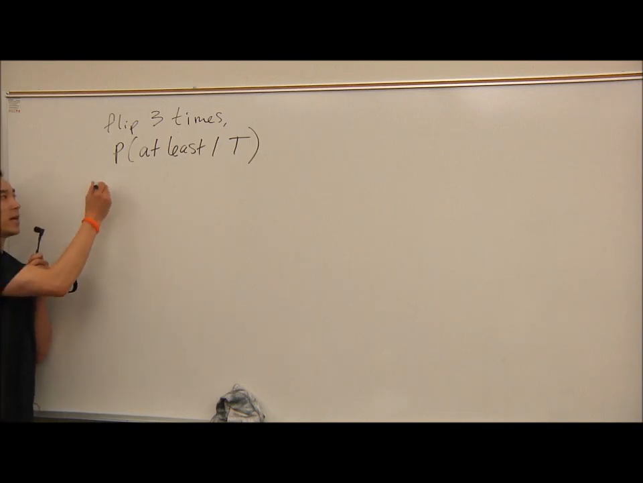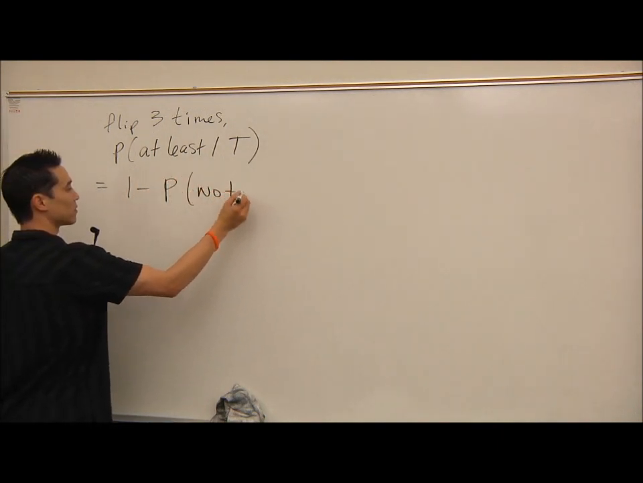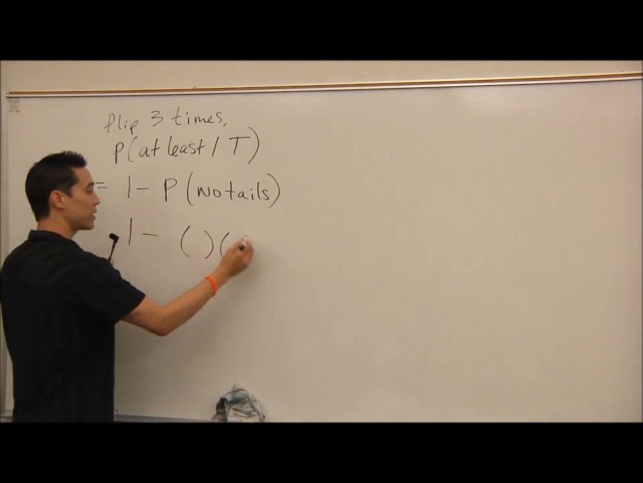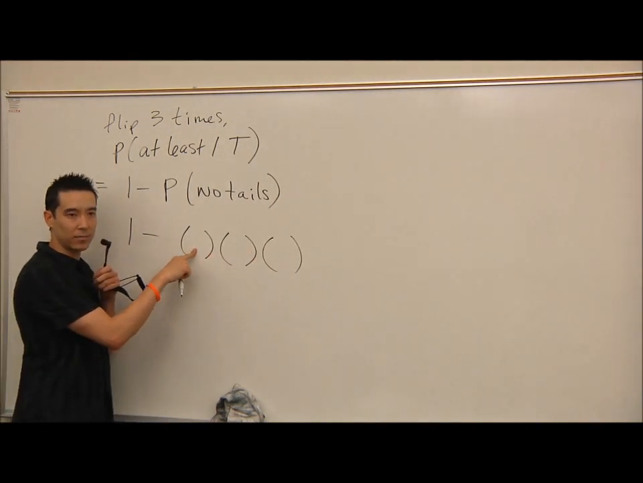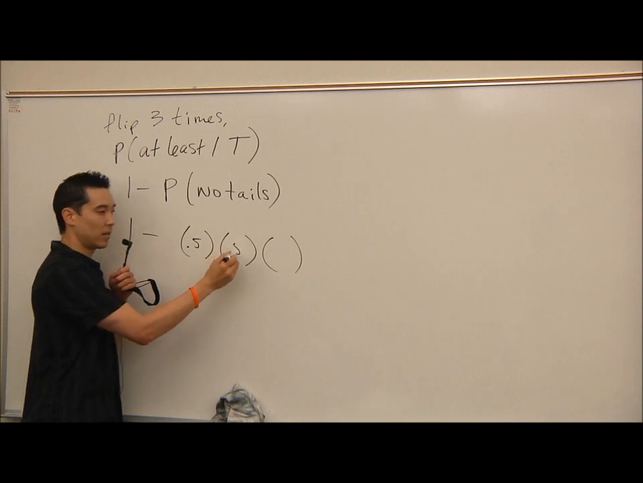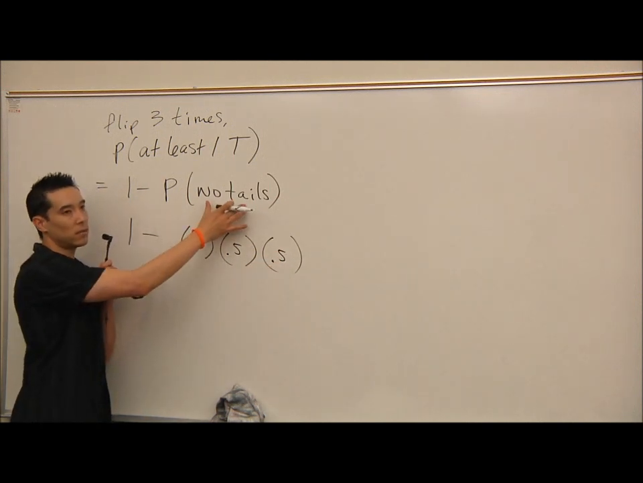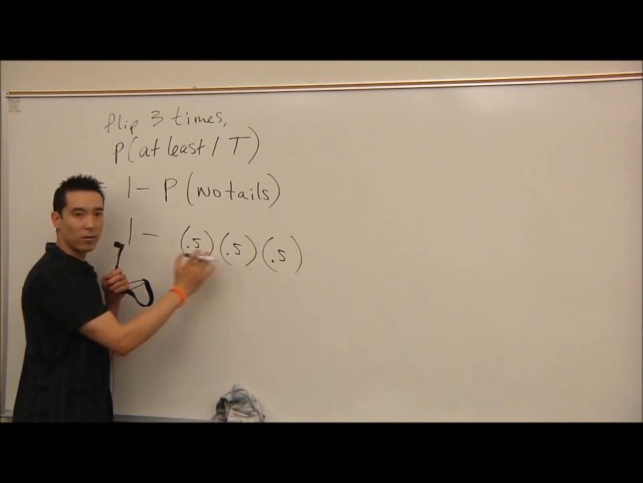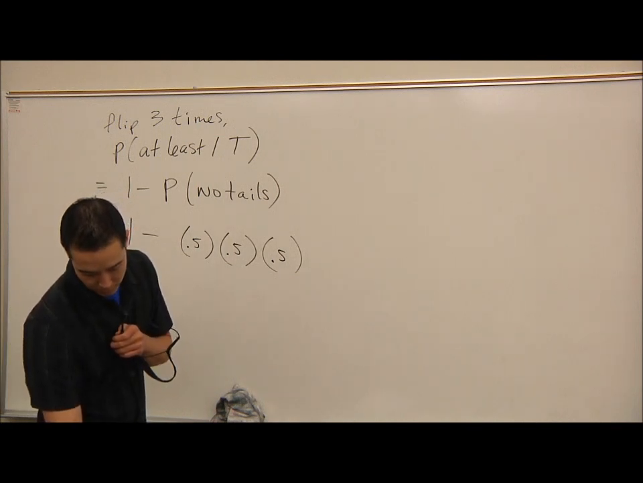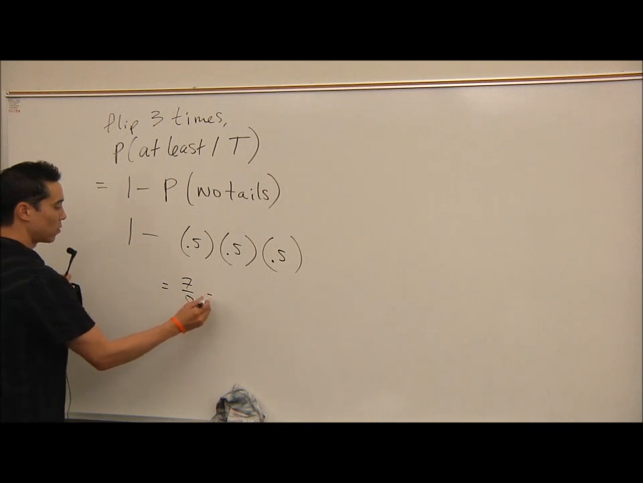All right, what's the complement of at least one tail? None. No tails, right. So one minus the probability of no tails. All right, so here we go. One minus, I'm going to flip a coin three times. What's the probability of not getting a tail? One half. 0.5, right? What's the probability of not getting a tail? 0.5. And a third time, what's the probability of not getting a tail? Everybody see that? So it's one minus no tails. So that would have to be heads, heads, heads. Or no tail, no tail, no tail. Okay, great. So one minus 0.5 times 0.5 times 0.5, which is 0.875 or 7/8. You could do fraction or you could do decimal.